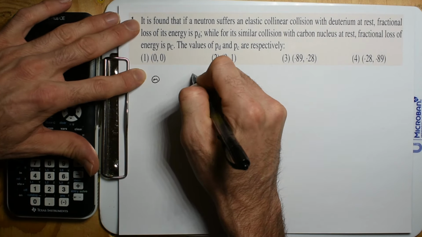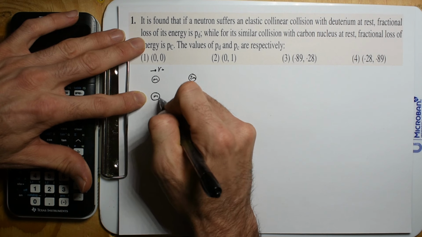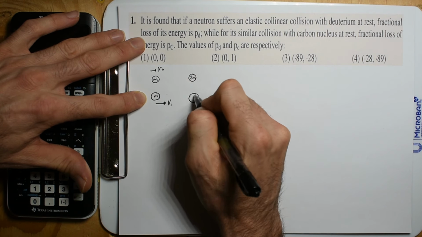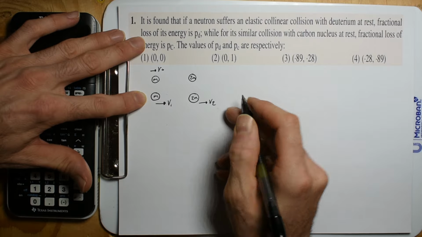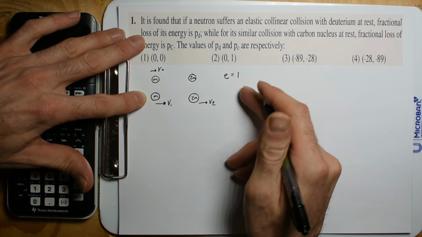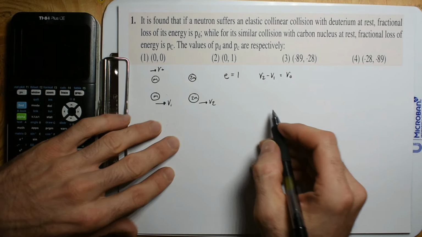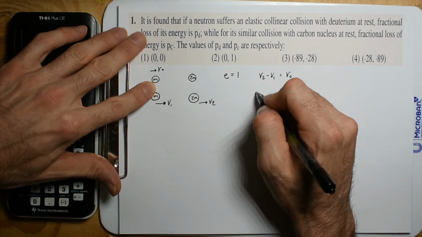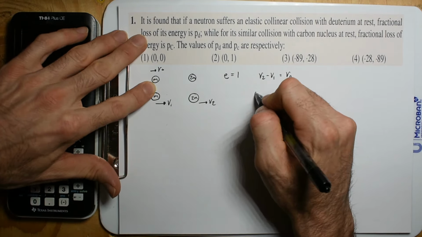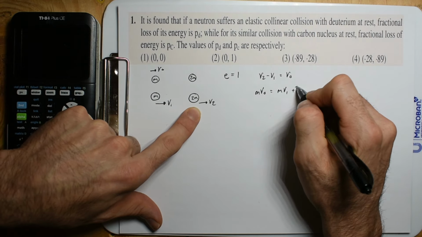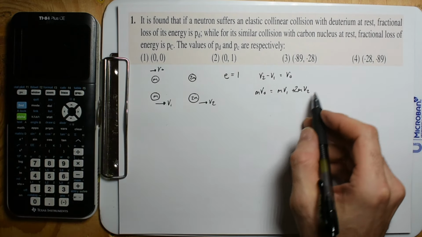So we have m, 2m, v naught. And then leaving, we're going to have v1 and then v2. Coefficient of restitution is, hopefully I'm saying that right, 1. So that means the difference between these two, v2 minus v1, has to be this v naught. Hell yeah. And then we have momentum. The momentum coming in is mv naught, which has to equal momentum leaving, which is mv1 plus 2m v2. And so here's our equations.